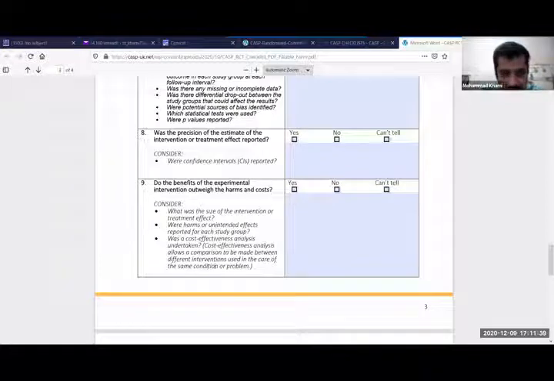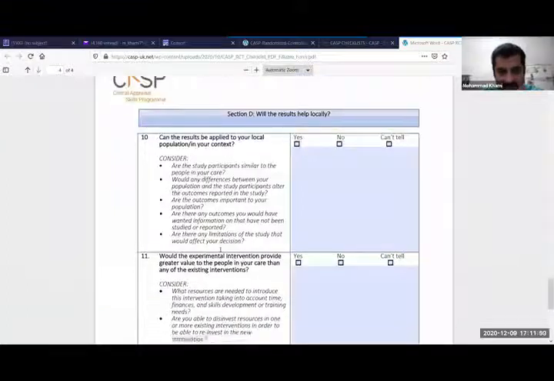So we know that cost effectiveness analysis allows a comparison to be made between different interventions used in the care of the same condition or problem. Okay, so we can consider if there is any cost effectiveness analysis or not. And in section D, which is the last section, will the results help locally?